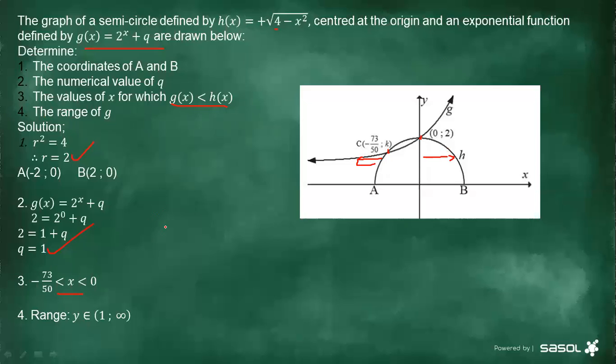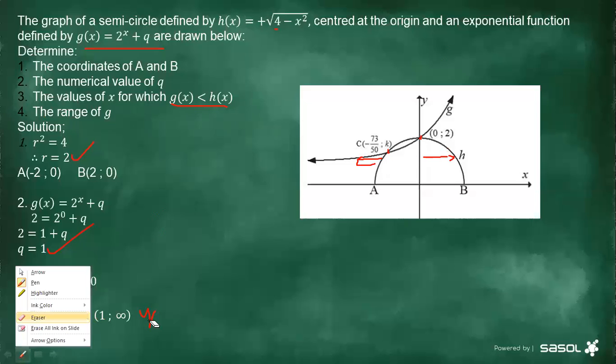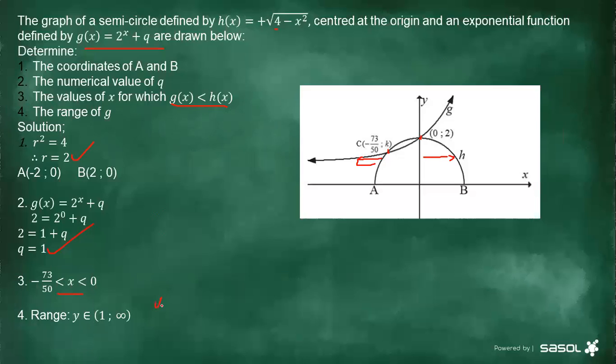Of course, the range of g: y is an element of 1 to positive infinity, or we can write it as y is greater than 1, because the asymptote is equal to 1. So there is no way you can determine the range of an exponential graph if you don't have the asymptote. You need to have the asymptote first. All right.